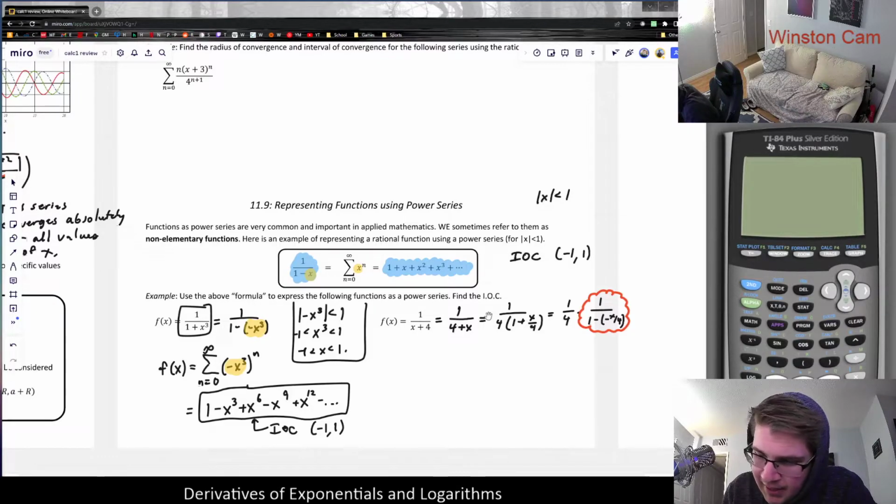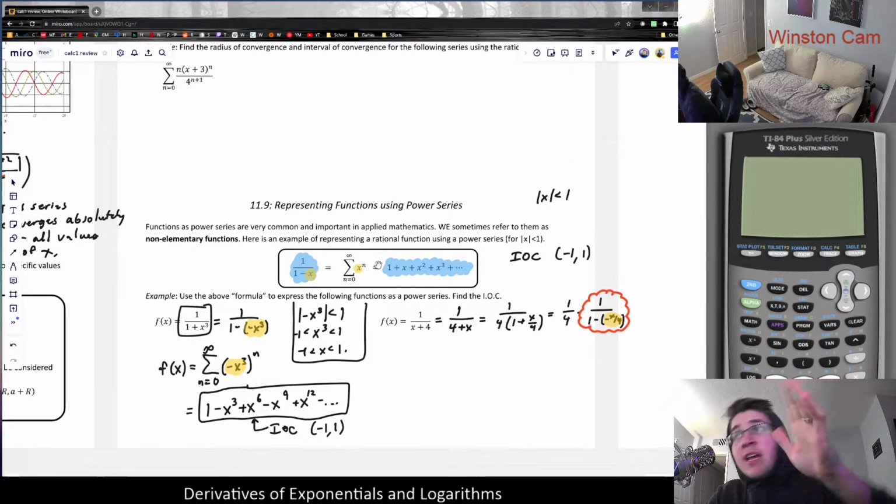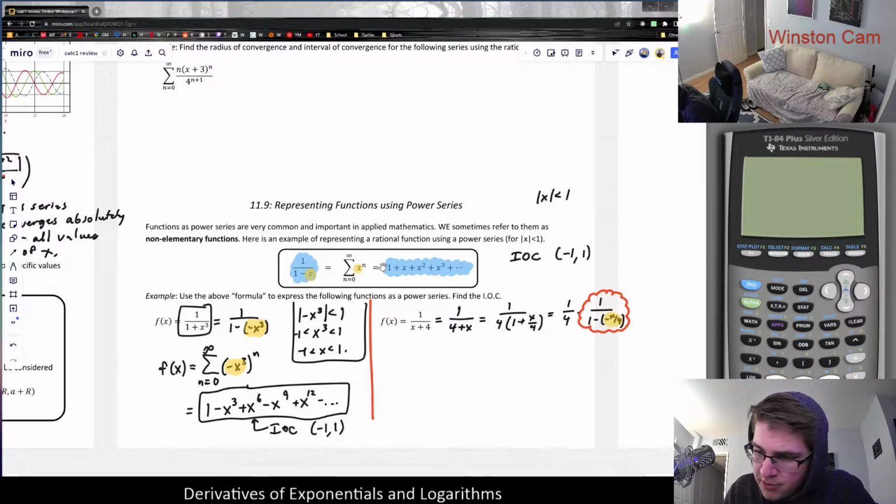Let me go ahead and highlight again. Basically, instead of using x, what I would have is negative x over 4. And I could then substitute this in for x in this formula, because this formula is true for any x, assuming it's in this interval. And I can always apply the formula to rewrite this in red as a power series. So again, I could take this other rational function that we're looking at, 1 over x plus 4, and rewrite this as 1/4 times the sum of negative x over 4 to the n.